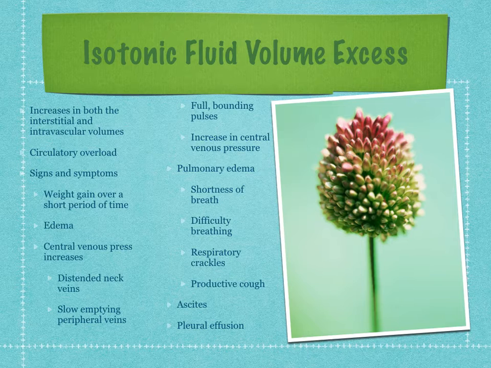If the patient starts to retain fluid in the lungs, they'll develop pulmonary edema. The symptoms of pulmonary edema are things like shortness of breath and difficulty breathing. When you listen to the lung sounds, you'll hear crackles and they'll sound wet. They'll also have a productive cough. Often with the productive cough, it'll be pink tinged at times with severe pulmonary edema. In severe isotonic fluid volume excess, we may see ascites develop in the abdominal area and pleural effusions.